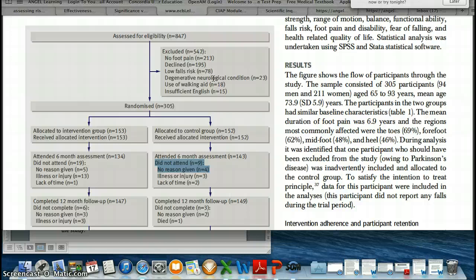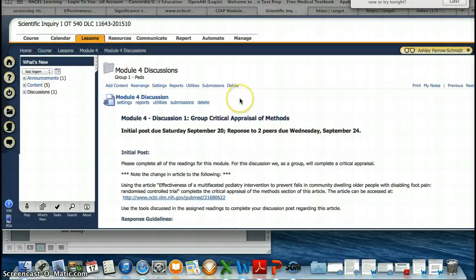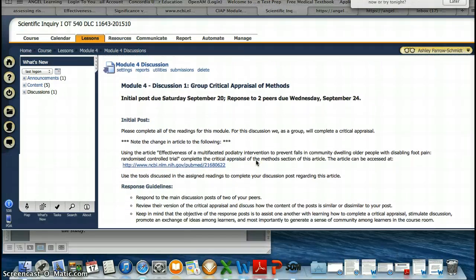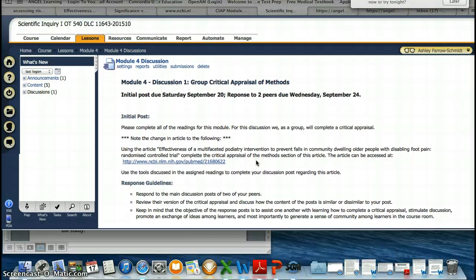So these are the things that you are going to look at to complete the first part of your discussion questions. So you're using this article and you are essentially appraising this method section. And we talked about the things you're looking at. So again, a repeat, you're looking at recruitment, allocation, maintenance, and measurement, like blinding and objective measures. Okay?